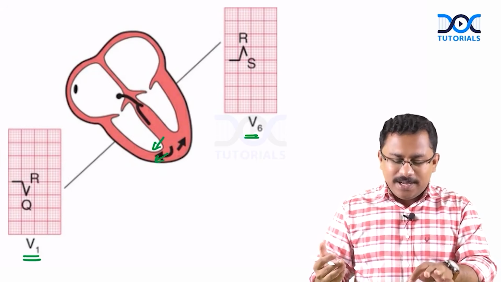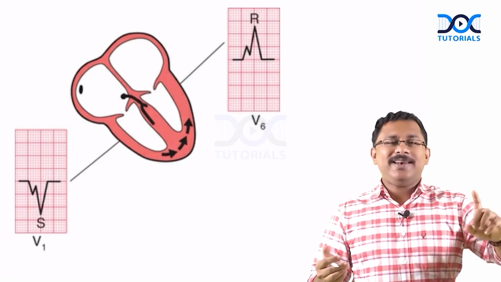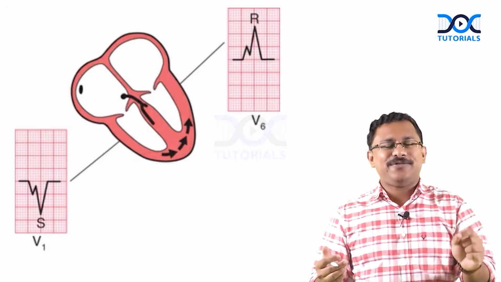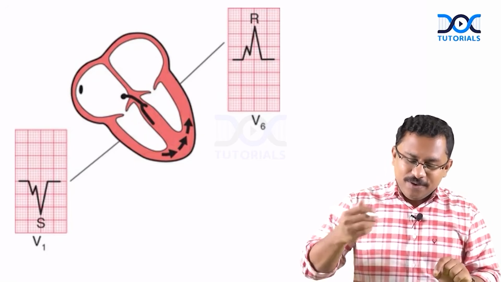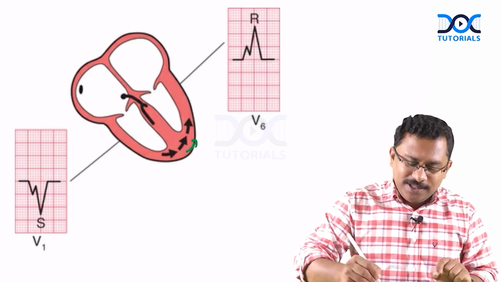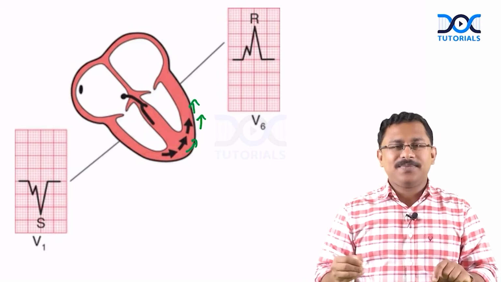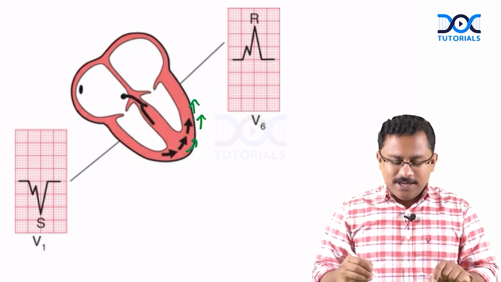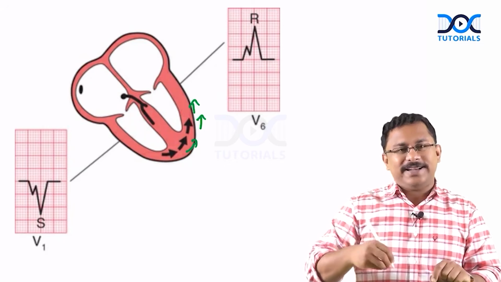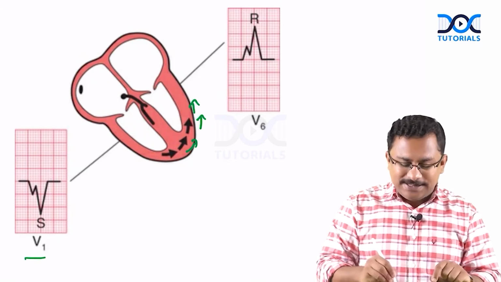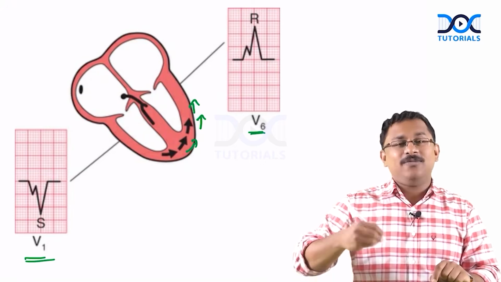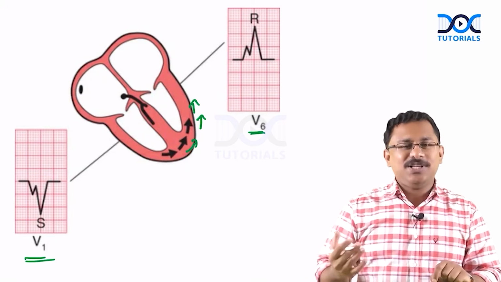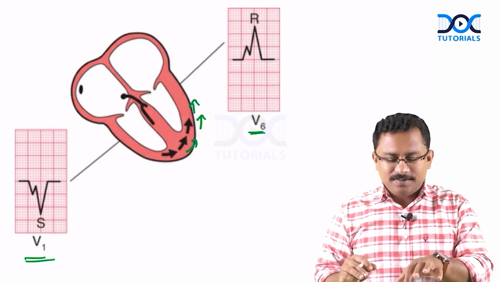Once the right ventricular wall is depolarized, subsequently you will have depolarization of the left ventricular free wall, for which the impulse has to go in the opposite direction, in this direction. So now it will go away from V1 and towards V6, which will produce a negative deflection in V1, that is the S you can see, and a positive deflection in V6, that is the R, and subsequently it reaches the baseline.